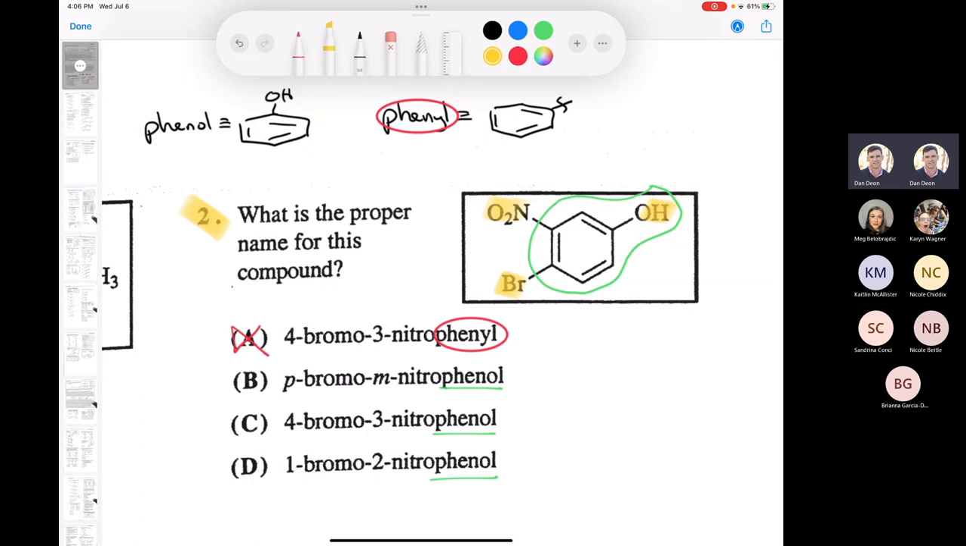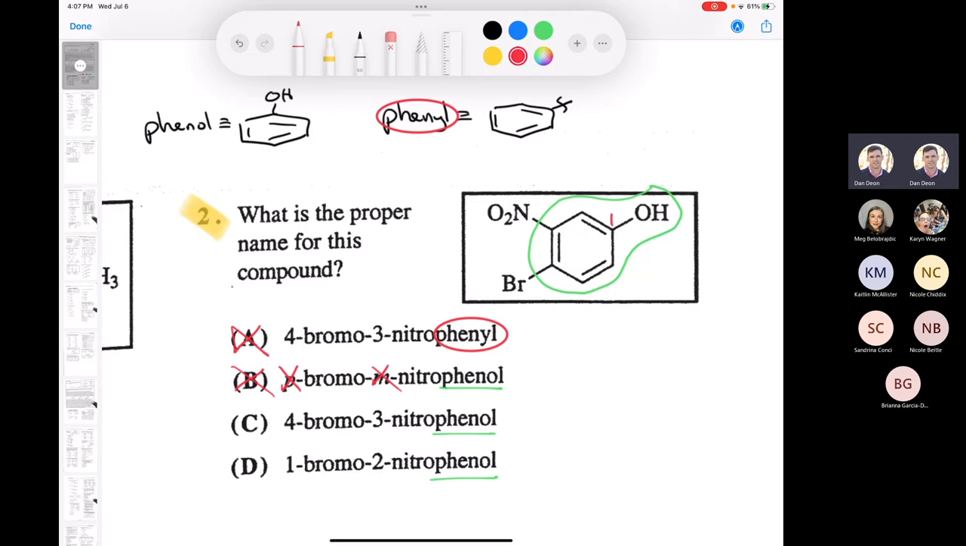You cannot use ortho, meta, and para when you have more than two substituents. And you can't have para and meta in the same name. That's impossible. So now we're going to eliminate those. The last rule that I would need you to know is that you're going to call the carbon that has the parent group attached to it, which is the hydroxyl, carbon number one.